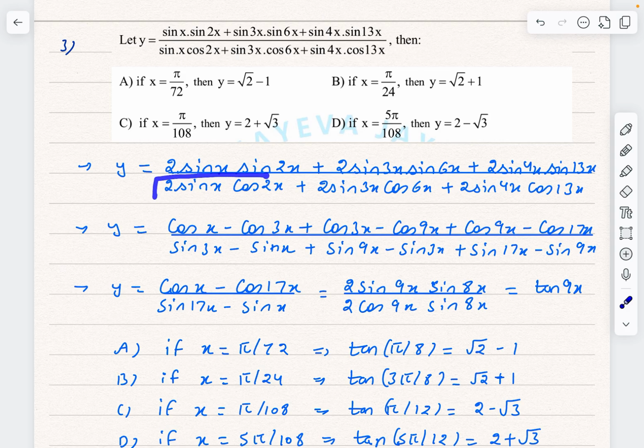In the denominator, we use 2 sin A cos B, which will be sin A plus B plus sin A minus B. When you do sin A minus B, you get sin of minus x, which will become minus sin x. So in the denominator, we get sin 3x minus sin x plus sin 9x minus sin 3x plus sin 17x minus sin 9x. So again, 3x 3x cancel, 9x 9x cancel, you get sin 17x minus sin x. Now use cos c minus cos d, get 2 sin 9x sin 8x. Use sin c minus sin d, get 2 cos 9x sin 8x. When you cancel out the common terms, you get tan 9x. So y gets simplified to just tan 9x.